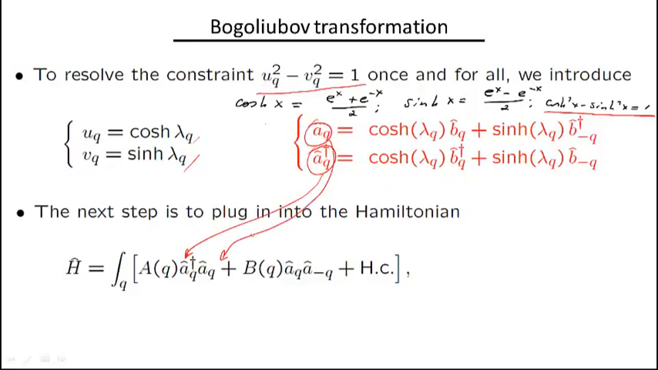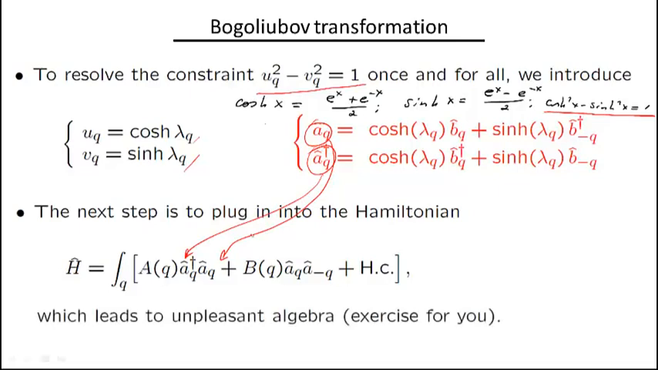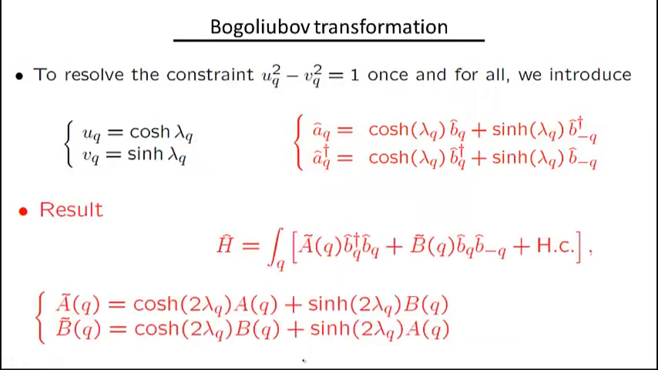And if you do so, you will see some unpleasant algebra, but this is an exercise I'm sure you can do. So here I'm showing the result of the calculation. If you do everything correctly, this is what you should get. And the result here is a Hamiltonian, which now is expressed in terms of these new operators, B of q and B dagger of q.